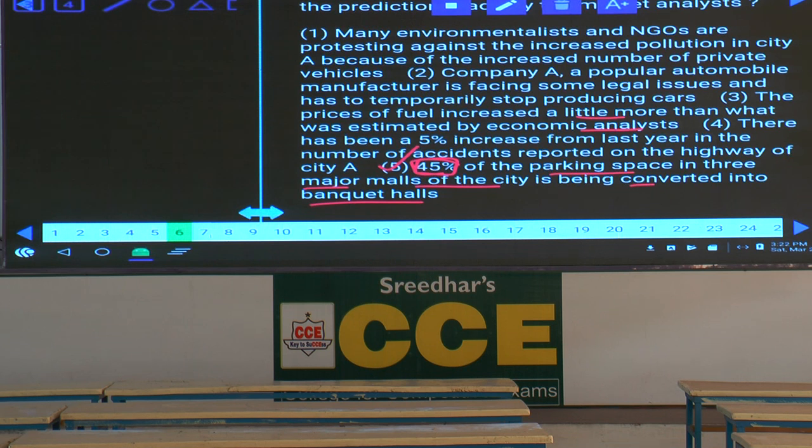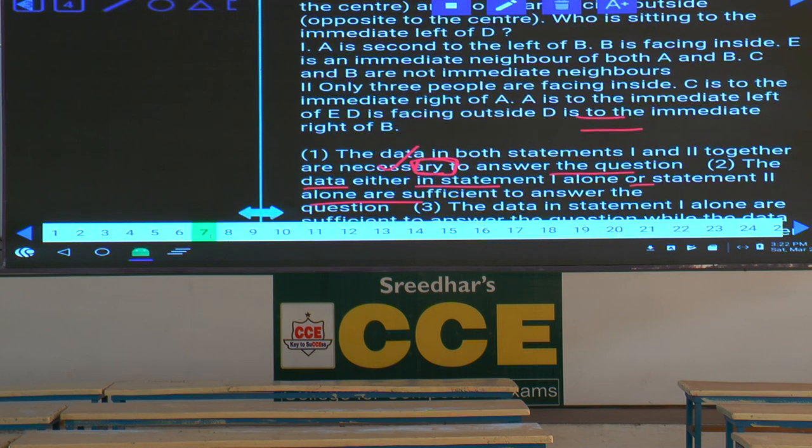Hence, with the help of condition number 5, choice 5, we can say that the number of vehicles is not going to increase. If they were going to increase, they would not convert this parking lot into banquet halls. Maybe they would increase the parking space rather than decreasing it. Here they are decreasing the parking space, assuming that the cars coming here will be very few. And question number 6, it is choice 5.